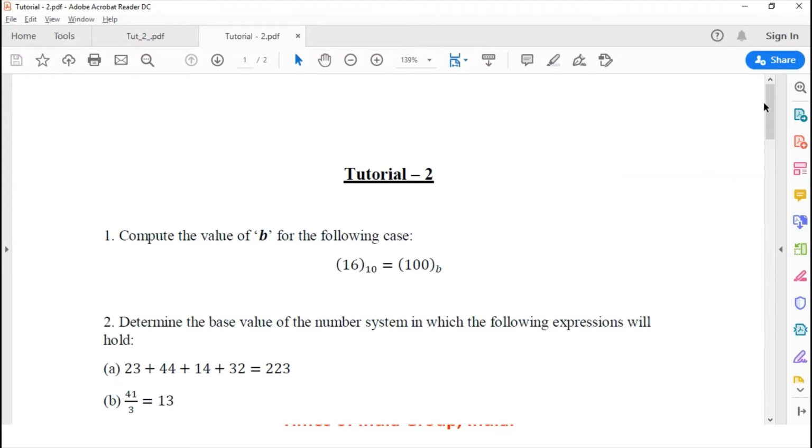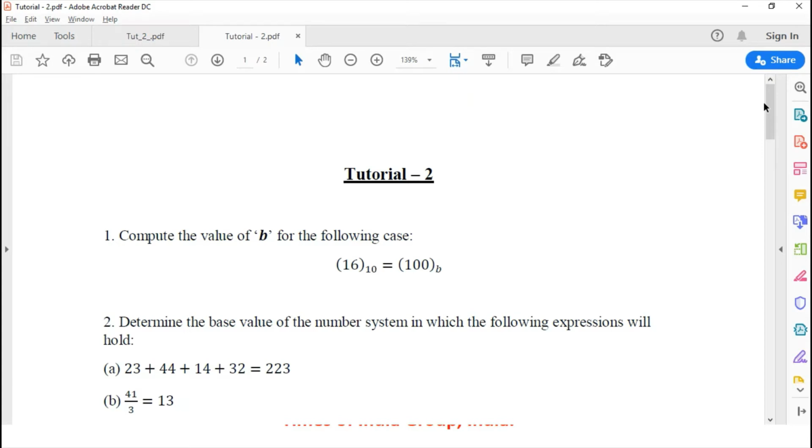Okay, so the questions listed over here are the part of the tutorials that we used to conduct in the course in the current semester, which is called digital logic design, and this is tutorial 2. So the first question is to identify the base value. So the question is compute the value of b. Here the b indicates the base for the following case.